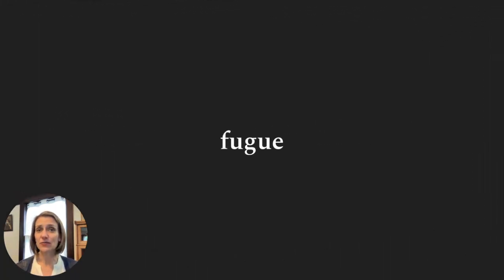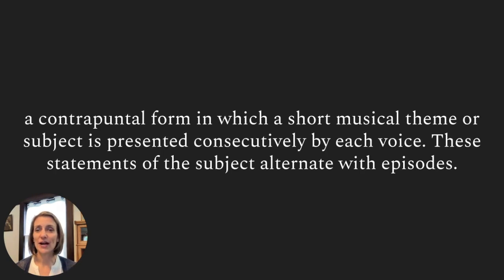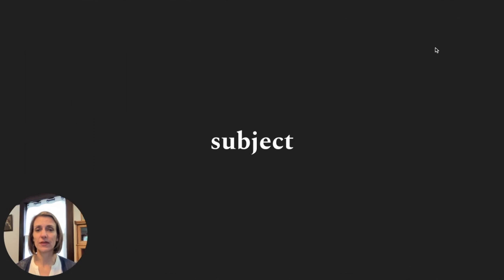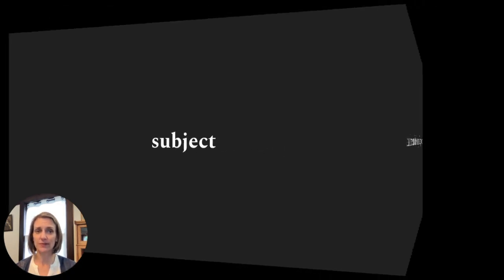And then our last form is quite a complex one, fugue. A fugue is a contrapuntal form in which a very short musical theme or subject is presented consecutively by each voice. These statements of the subject alternate with episodes. So now we're going to talk about specific terms that you just heard in that definition that all apply to a fugue. The first one is subject.